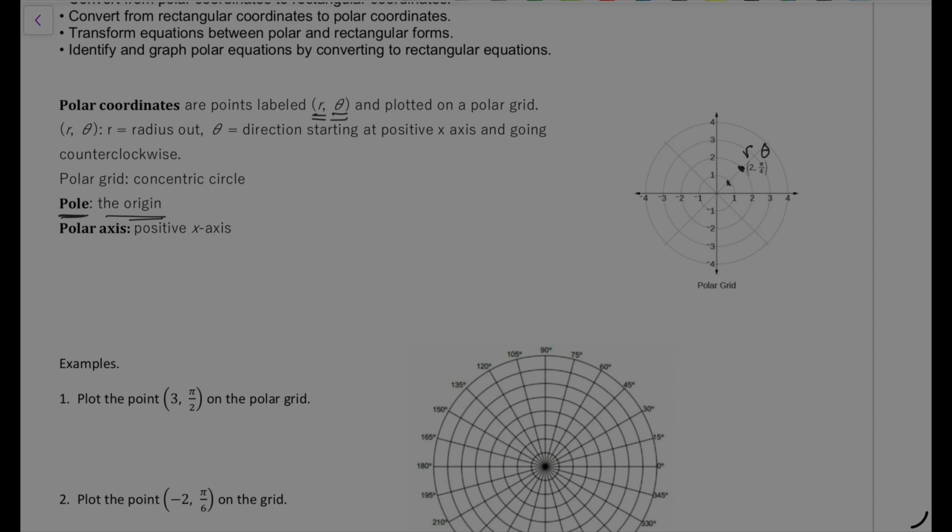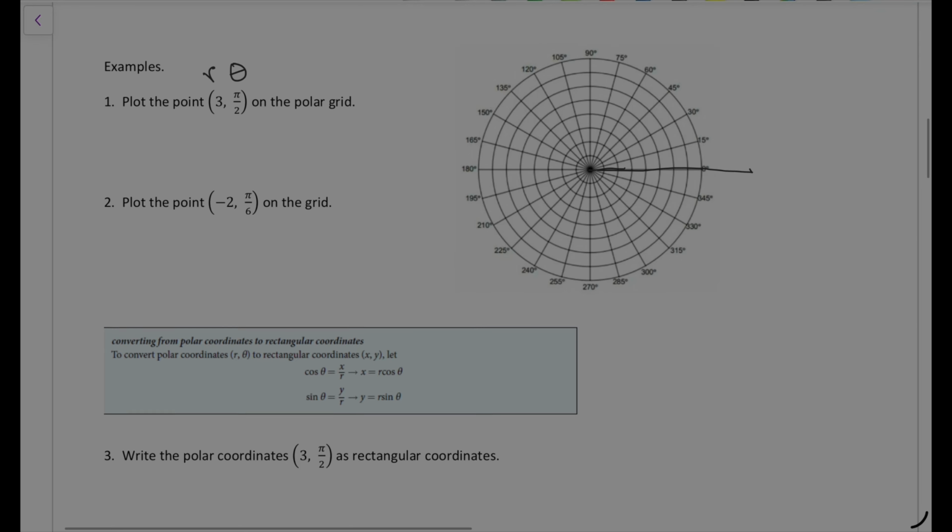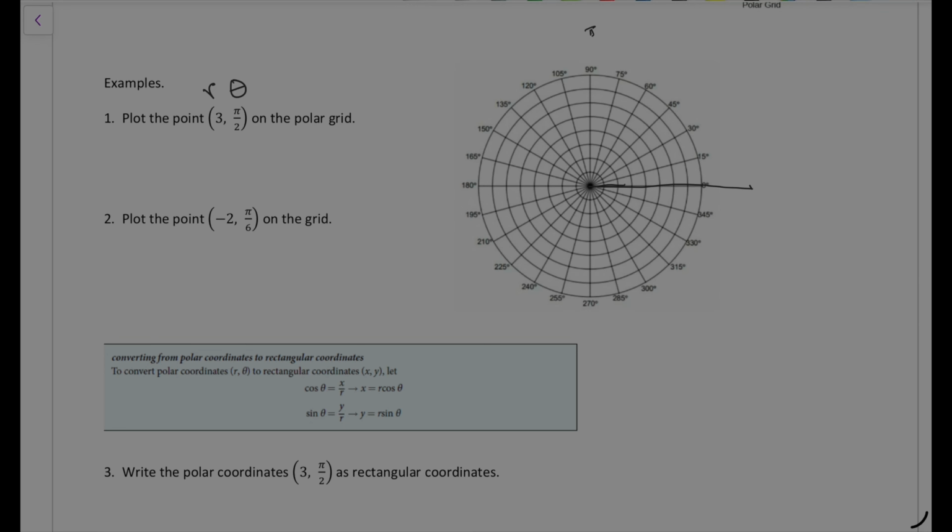All right, so let's just jump right in here. We are going to plot the point (3, pi over 2) on the polar grid. So this is a polar coordinate, so this is the radius out, and then this is the direction that we're going. Measuring the same way we're used to measuring, where this is 0 degrees, pi over 2 we know to be straight up, right? This is the direction pi over 2, and we're going 3 units. So this particular coordinate point is going to be 1, 2, 3 units. It is right there.